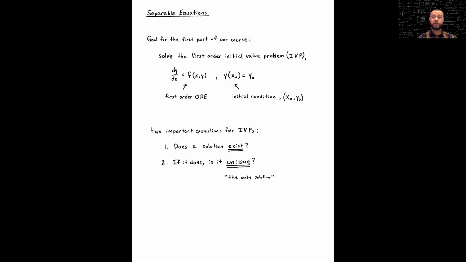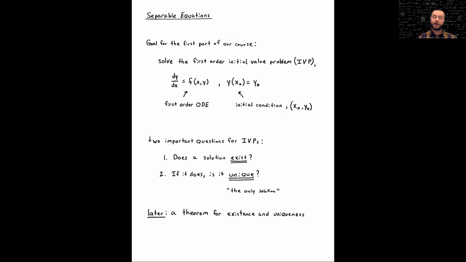Okay, and these are two questions that we're going to consider for an initial value problem. Does a solution to the initial value problem exist? And if it does, is it unique? All right, now these start to get into some higher level mathematics, and we should be progressing linearly. Before we start to learn how to solve differential equations, we probably would like to know if there even is a solution to be found. We're going to come back to these details later in this lecture.